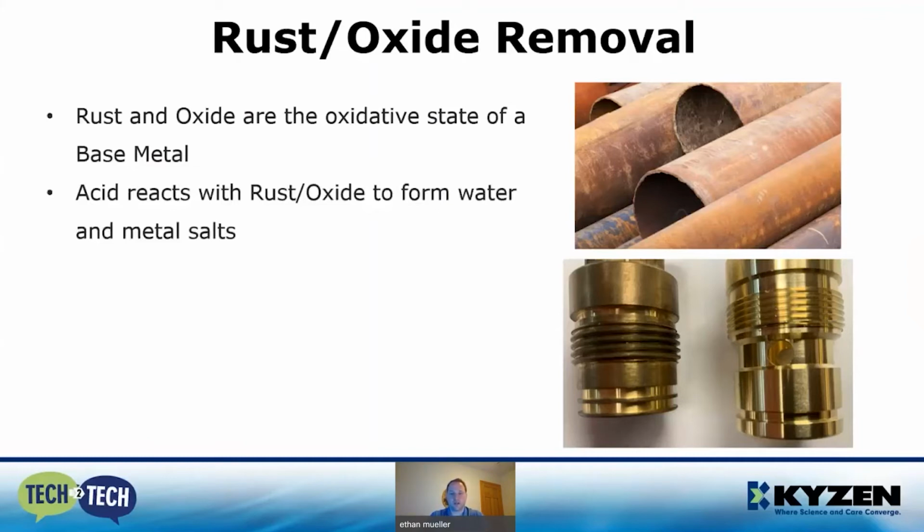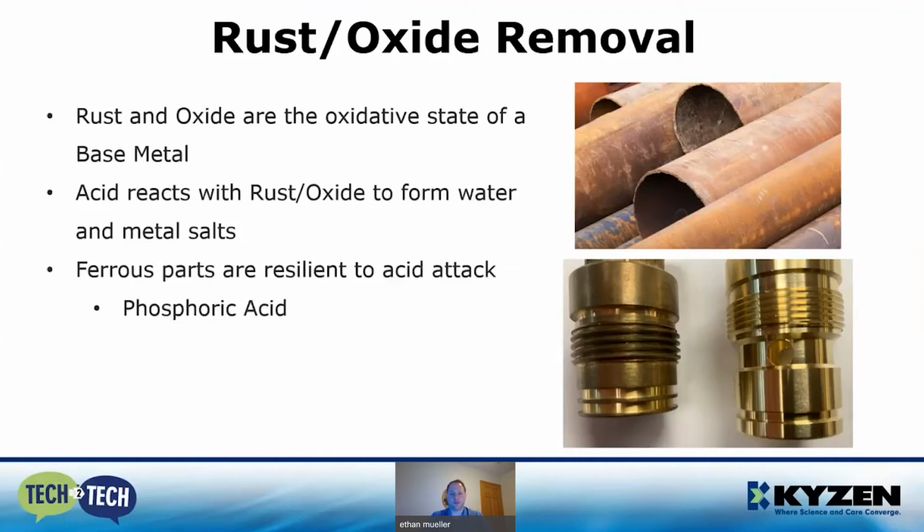The acids react with that oxide layer. They form a water and a metal salt, and that metal salt allows us to pull that rust away from the surface of the part. Ferrous parts tend to be pretty resilient to acid, so we can use a stronger acid, if you will. Phosphoric acid is common to see with steel or ferrous parts. Soft metals tend to be more susceptible to acids, so we want to use a more mild acid or a higher pH acid, if you will. Citric acid is pretty common for use on some of the softer metals.